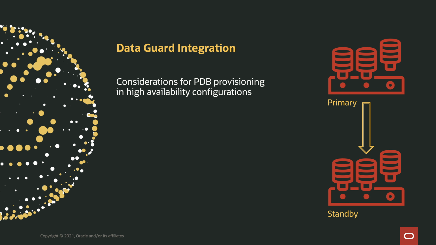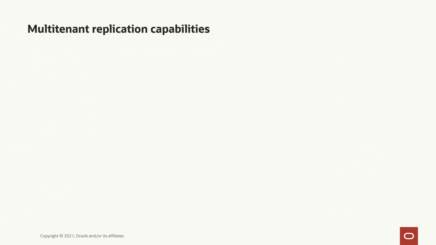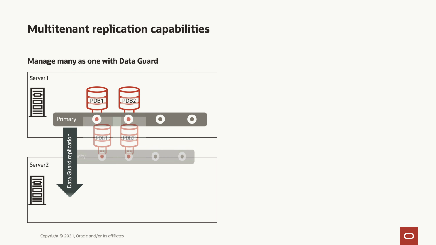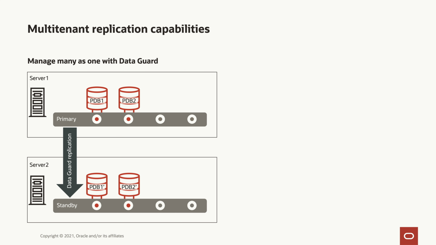In this section, we'll discuss considerations for provisioning PDBs in high availability configurations, protected by Data Guard. Two familiar technologies cover both extremes in terms of data replication. At one extreme, Data Guard, or preferably Active Data Guard, can be configured at the CDB level. This is a great example of managing many as one, and thus reducing operating costs.